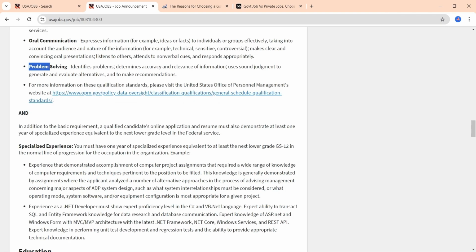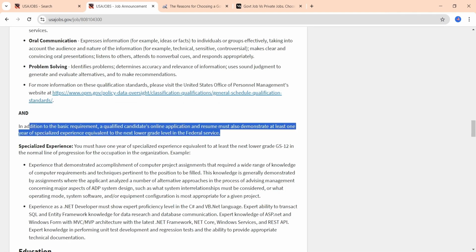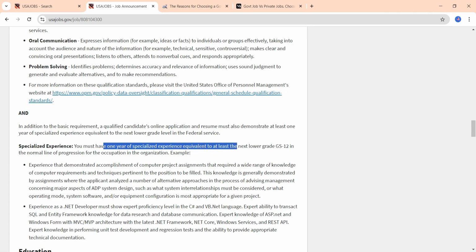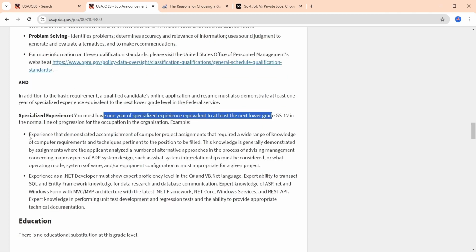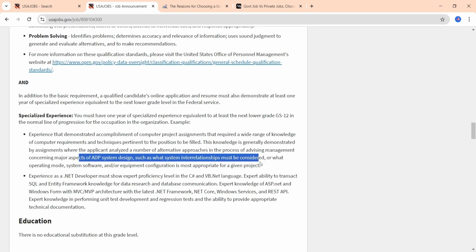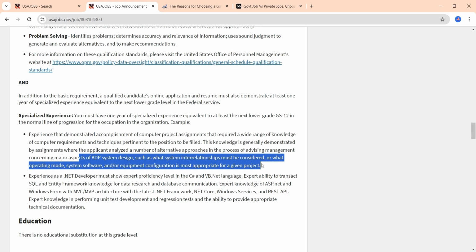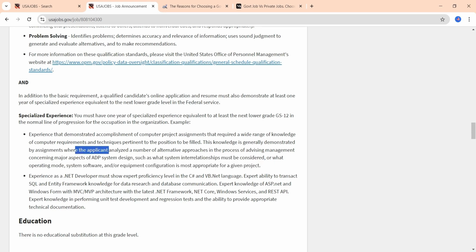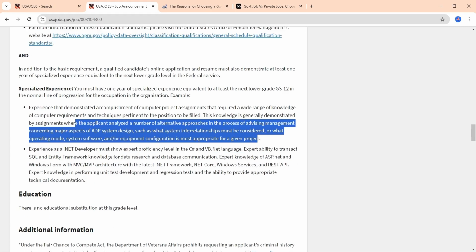And they do tell you what you need to submit, the type of specialized experience. They need just 1 year of experience. The experience has to demonstrate your accomplishments in these computer project assignments with a wide range of knowledge. And they list exactly what that is. If you are doing any kind of self-study, if you are a self-taught dev, at least you know and you have a guideline for what exactly you should be focusing on.